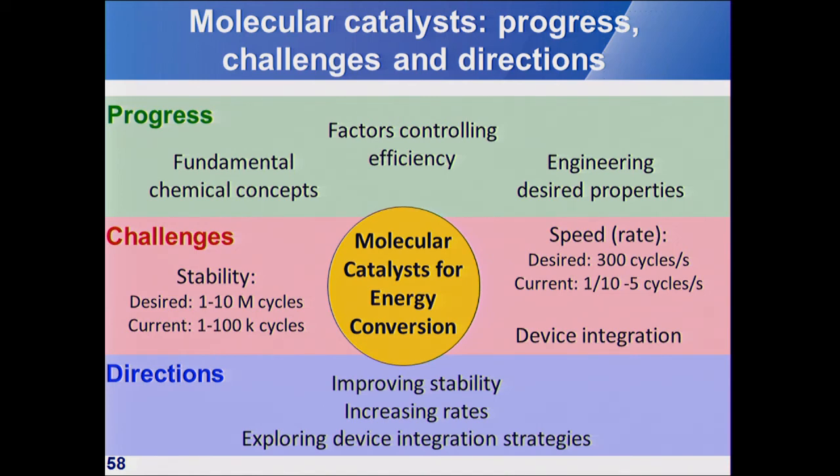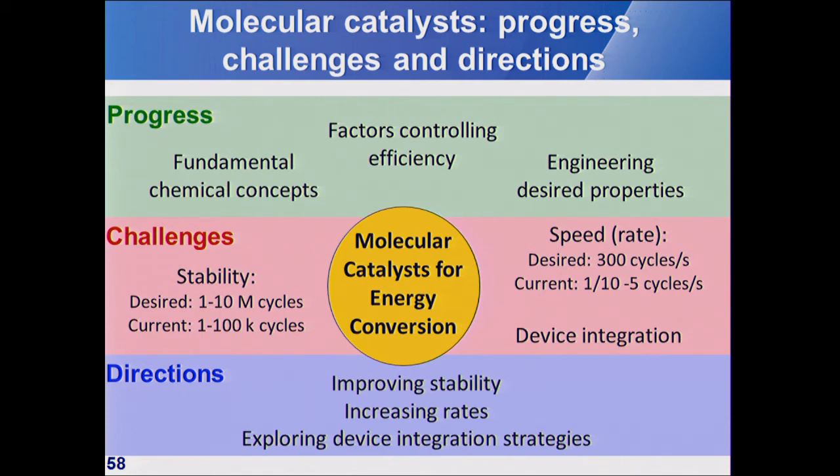We also have to make our catalysts faster. So the current speeds are between 1/10 to 5 cycles per second. If we want to keep up with the amount of photons which come from the sun, we have to make our catalysts approach this number, 300 cycles per second.